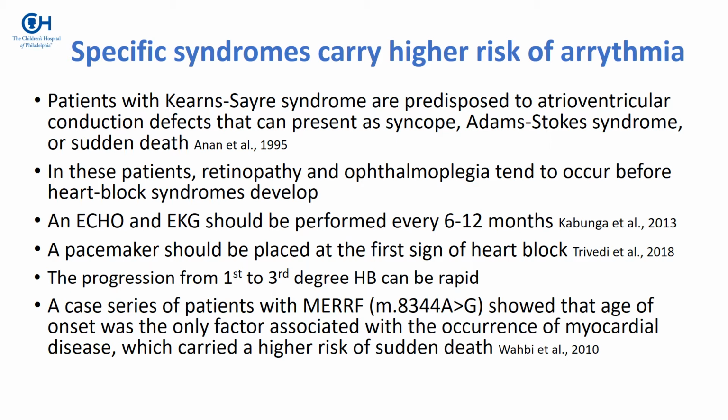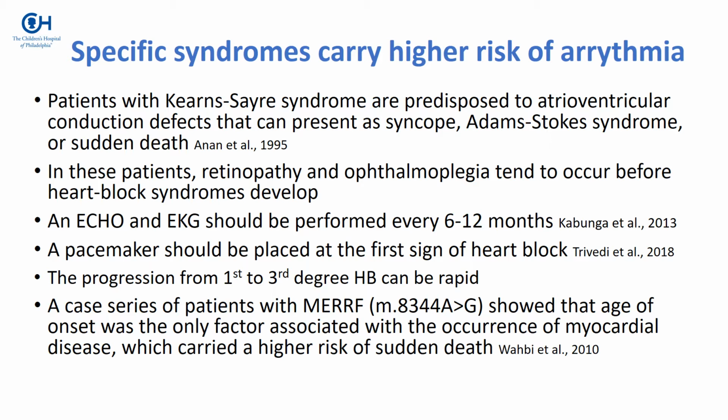So patients with Kearns-Sayre syndrome are predisposed to AV block. This can present as syncope, where they would faint, and Adams-Stokes syndrome, or sudden death. In these patients, in general, the retinopathy and the ophthalmoplegia, so the cardinal features of Kearns-Sayre syndrome, would be pre-existing before the heart block develops. This is in most cases, but we don't want to be caught by surprise.